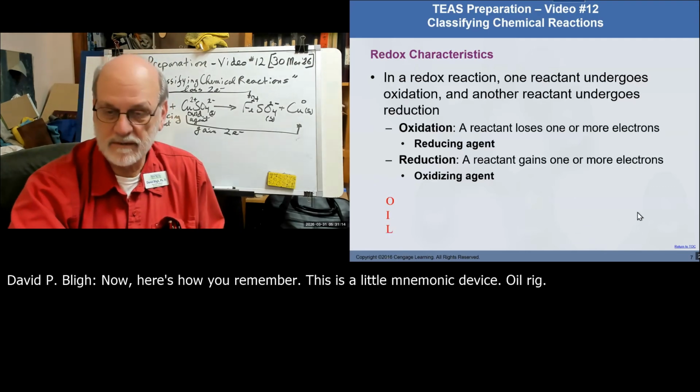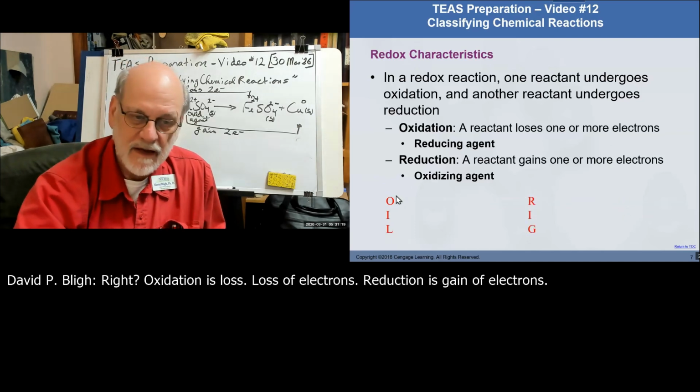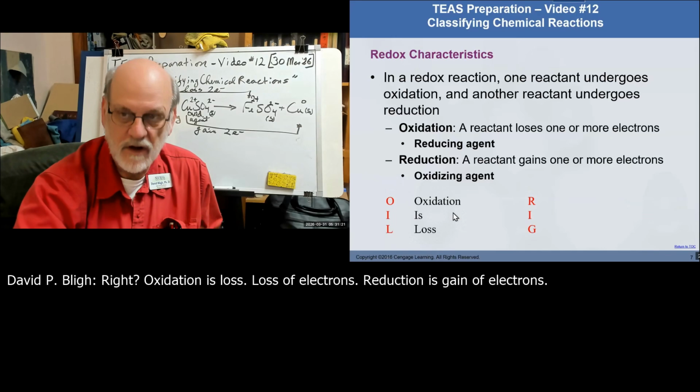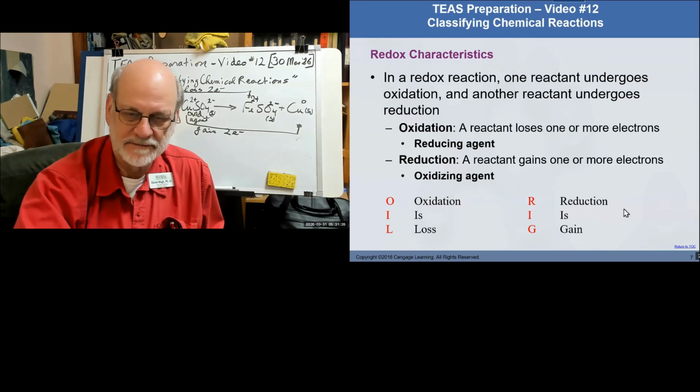Now, here's how you remember. This is a little mnemonic device. Oil rig, right? Oxidation is loss of electrons. Reduction is gain of electrons.